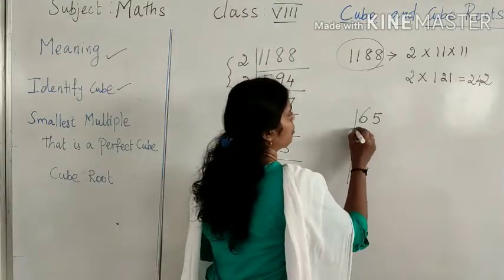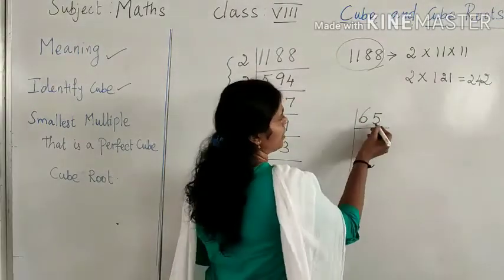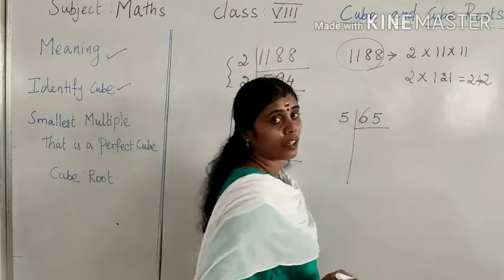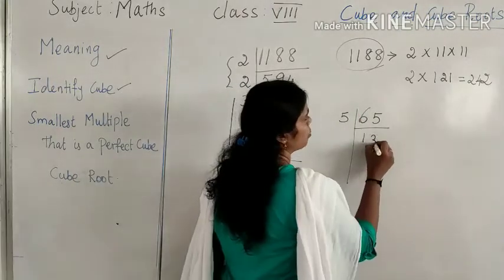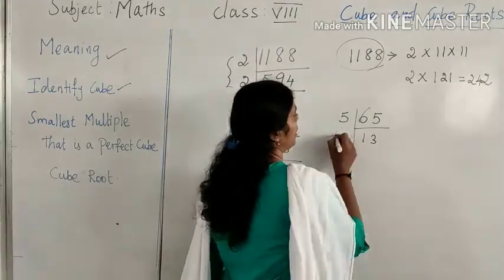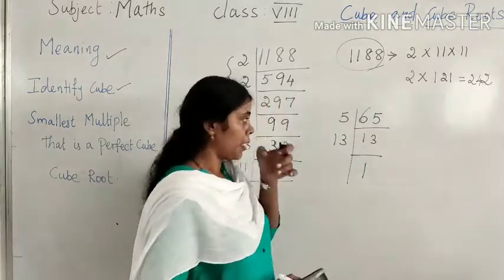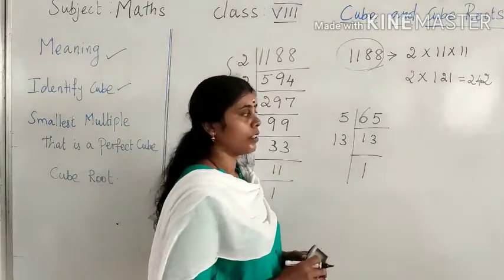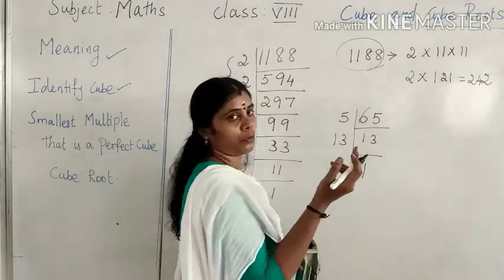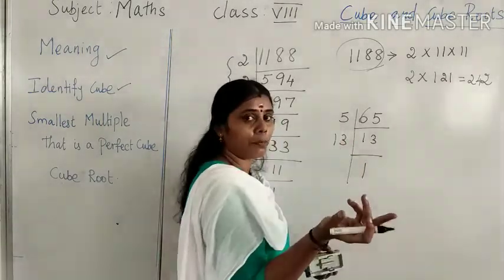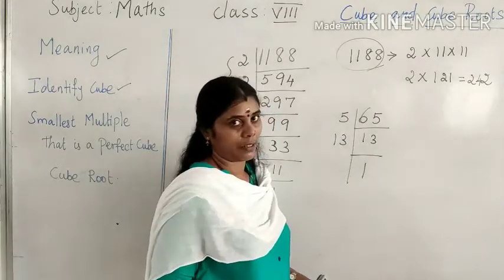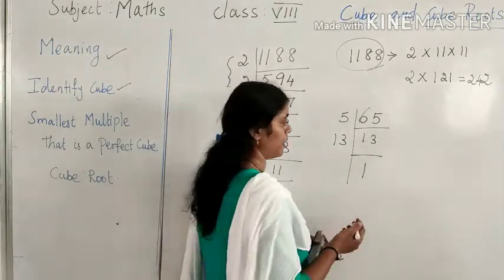How? When you do it with prime factorization, it ends with 5, so you can divide it by 5. So 65 divided by 5 is 13, again 13 is a prime number, so you have to divide by 13 only. Now 13 divided by 13 you will get 1. So here 5 also does not have the pair, 13 also does not have the pair. So what to do? We have to multiply with a number.